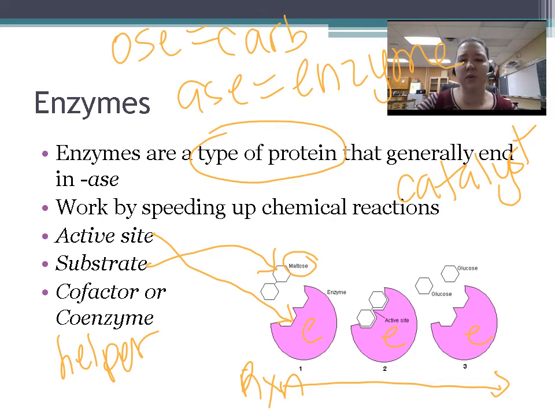Over the course of an enzymatic reaction, you can see maltose fits into the active site, and then the enzyme breaks it apart into two separate glucoses. Usually what this glucose is going to go do is cell respiration. So this enzyme broke maltose apart, which we can't use for cell respiration, into glucoses, which we can use for cell respiration.